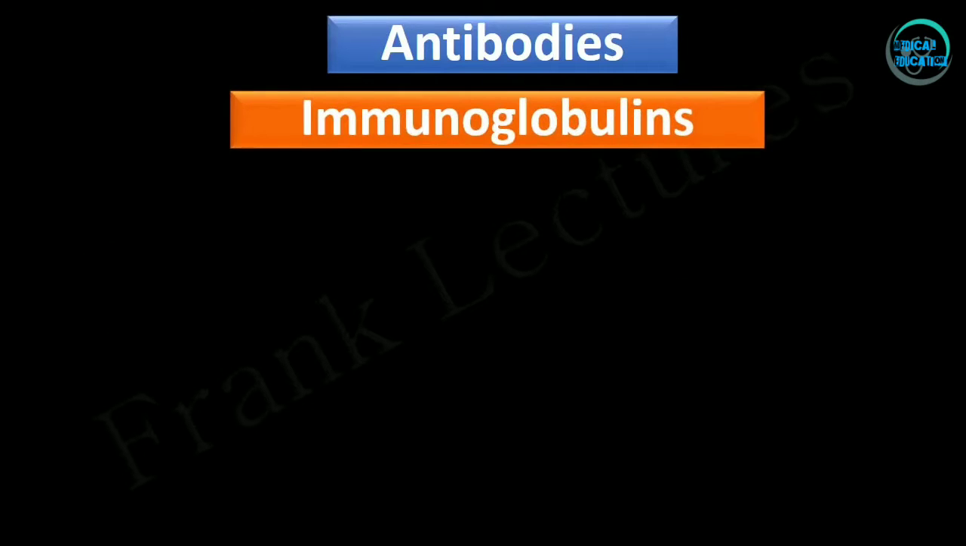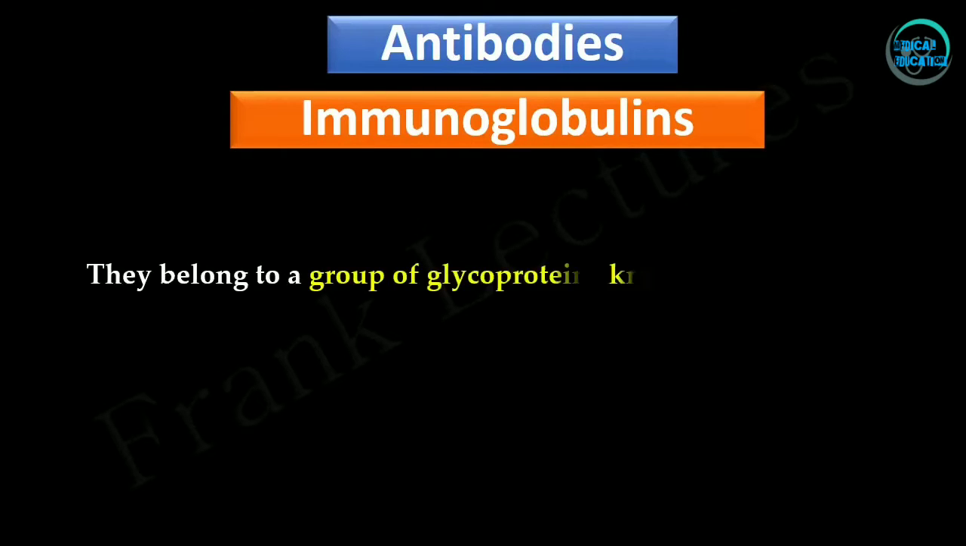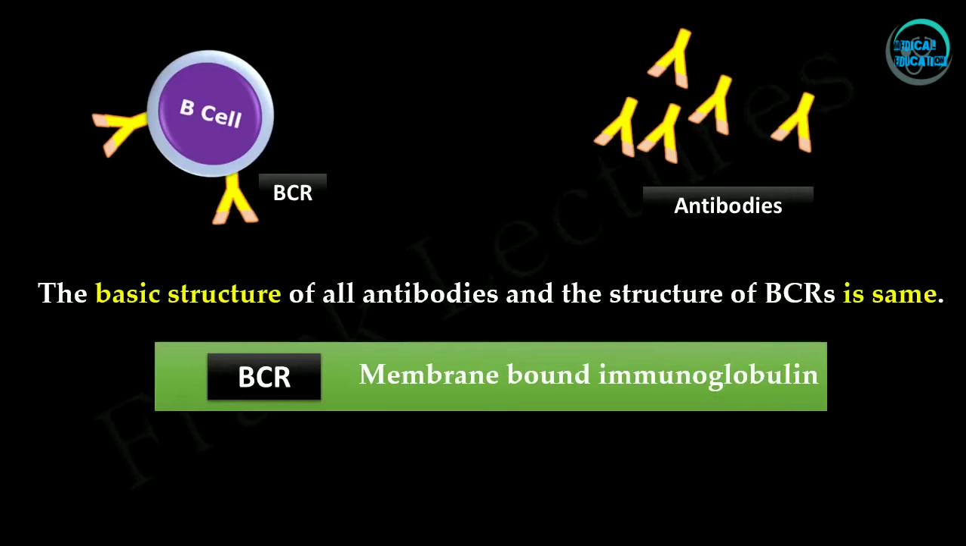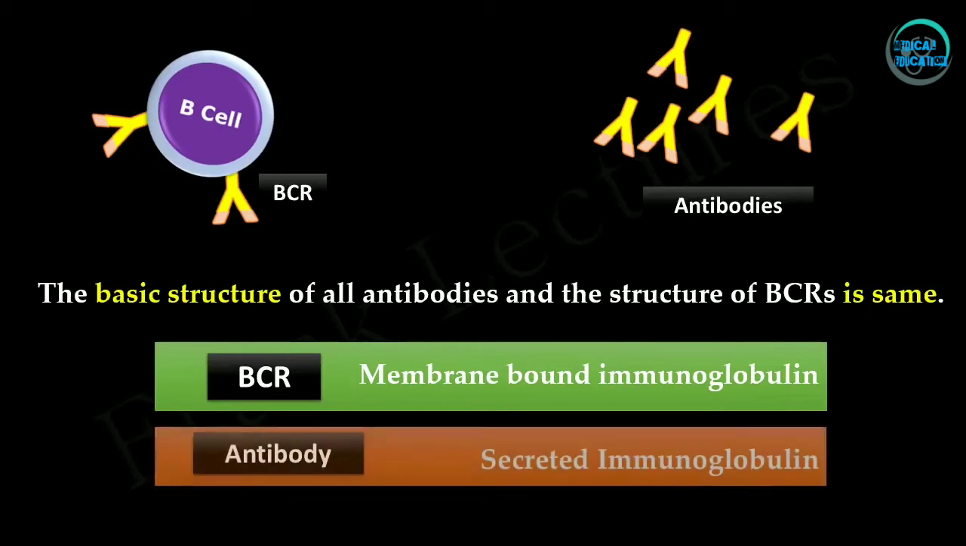Antibodies are also known as immunoglobulins. This is because they belong to a group of glycoproteins known as globulins. The term immune reflects that these glycoproteins play a major role in immunity. The basic structure of all antibodies and the structure of B cell receptors is the same. So, B cell receptors are also immunoglobulins. The difference is that B cell receptor is a membrane-bound immunoglobulin, whereas antibodies are secreted immunoglobulins.